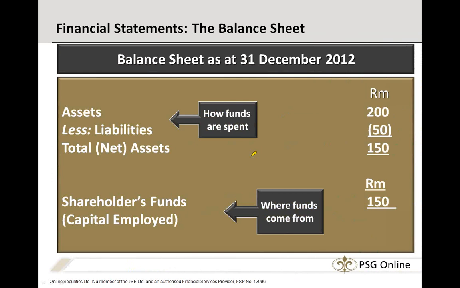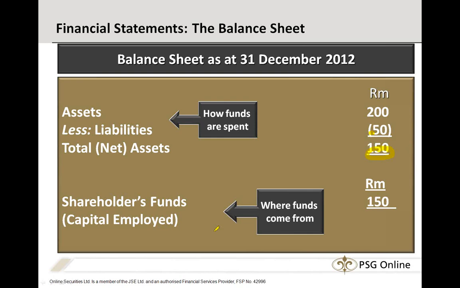Look at a very simplified balance sheet. Remember, this is a snapshot in time, a photograph in time. Remember the accounting equation. Assets minus liabilities equals our net assets. Where was the money spent? Okay, in this situation, we're at 200 million in assets, less our liabilities, which is owed to our creditors, okay? And we have total net assets of 150 million.